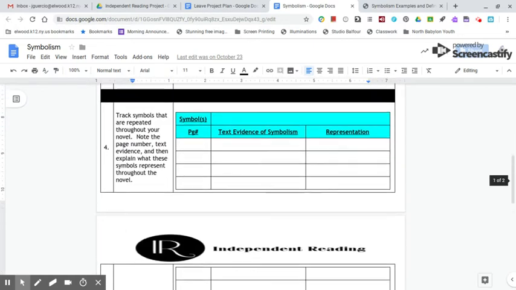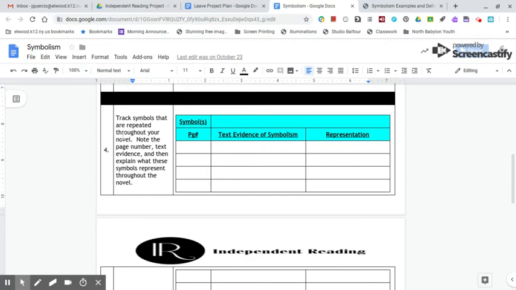When you come into class, you will be working on part 4, which is track symbols that are repeated throughout your novel. So you should have symbols or objects or things that keep on being talked about. There's a reason for that. If you see something that comes up over and over again in your book, the author is putting that there because they want you to pay attention and they want you to know that that object or that thing is important. So note the page number, the text evidence, and then explain what these symbols represent throughout the novel.